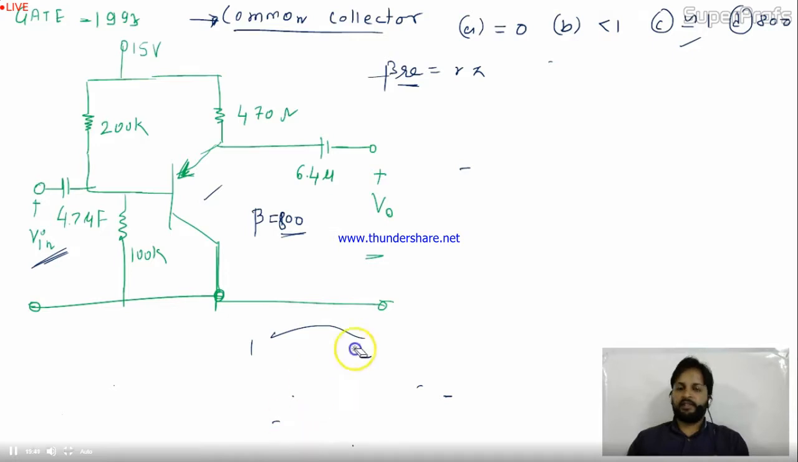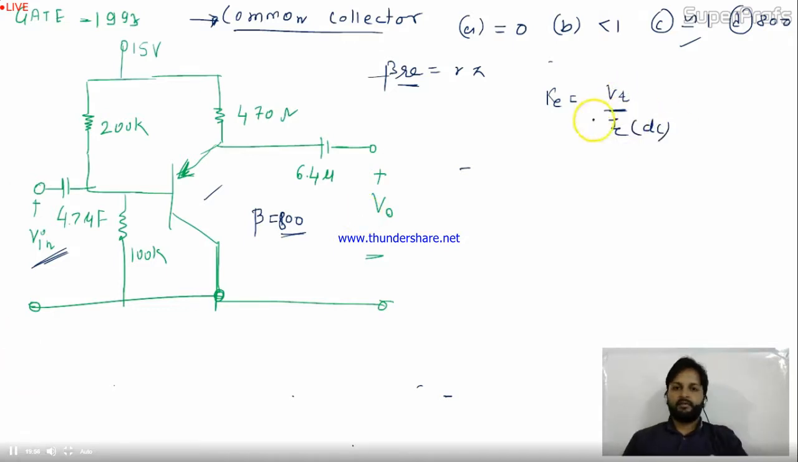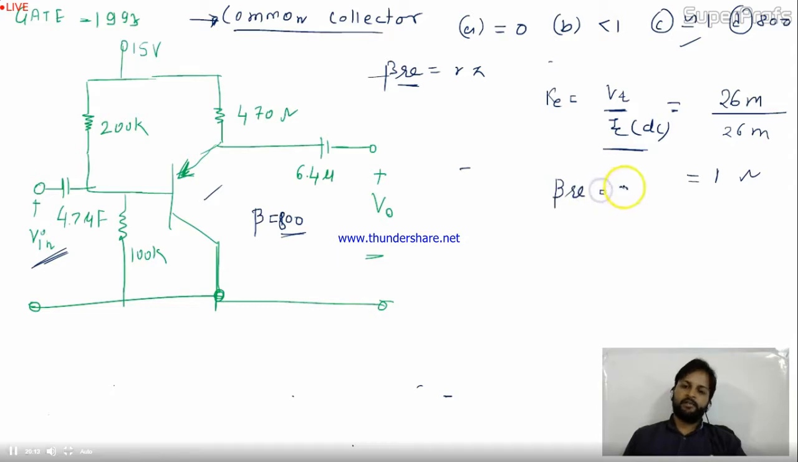But before doing the AC analysis, you need to calculate RE, the transistor RE. Is it okay? So RE is, what was the formula? VT divided by IC DC. So RE is VT by IC DC. We know VT is 25 or 26 milli, just near to 26 milli. And IC DC you have calculated as 26 milli. So the value of this is 1 ohm. Now you need to calculate beta RE. So beta RE is nothing but 800 into 1, so 800 ohm. Now you can replace this by an equivalent resistive network.